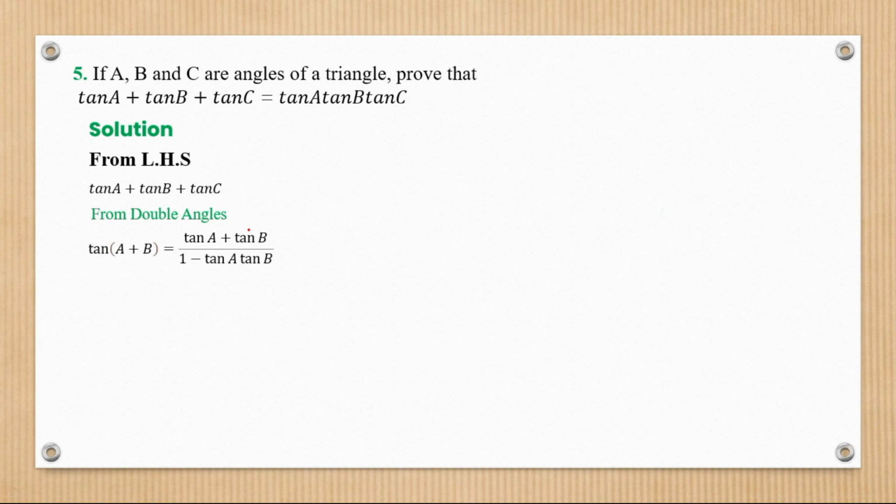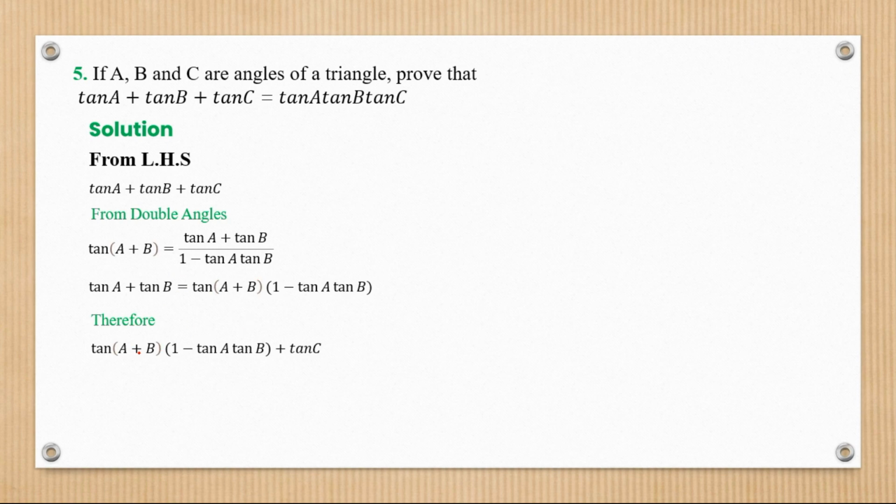So now if we make tanA plus tanB the subject, we end up with that. Now the reason we make tanA plus tanB the subject is because we can easily substitute its value into our initial equation. So therefore our equation becomes that.